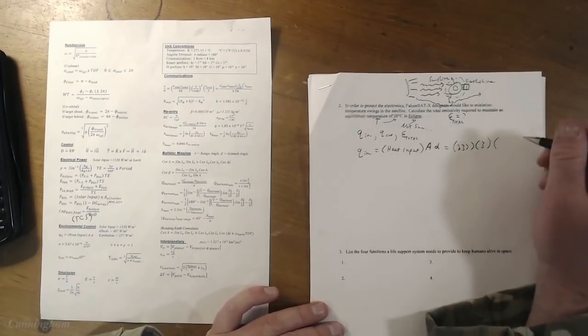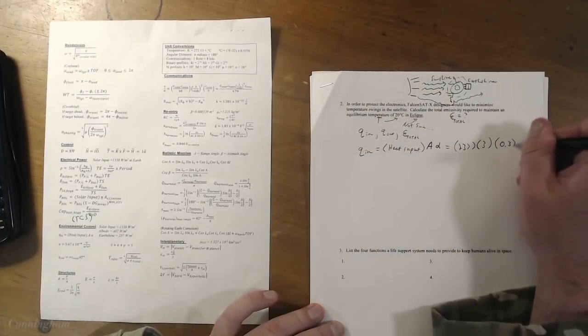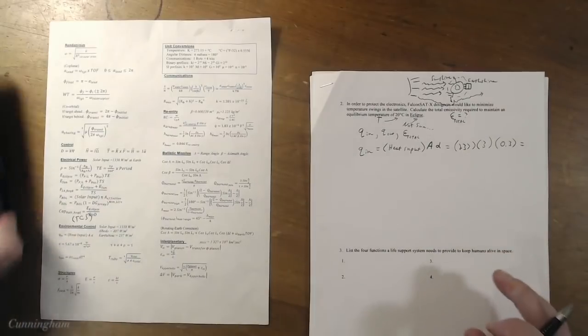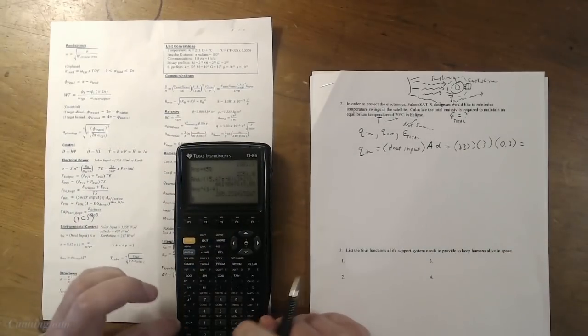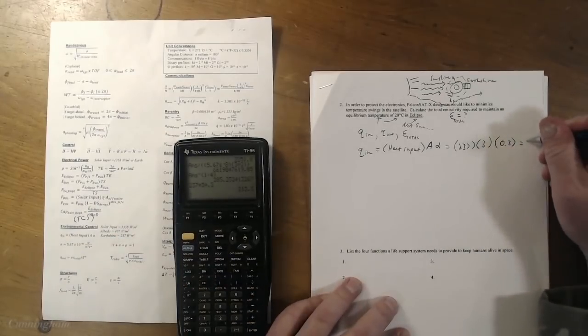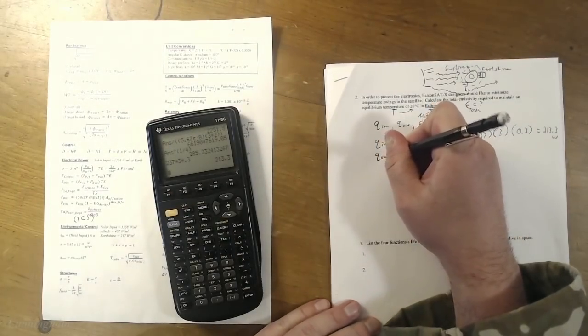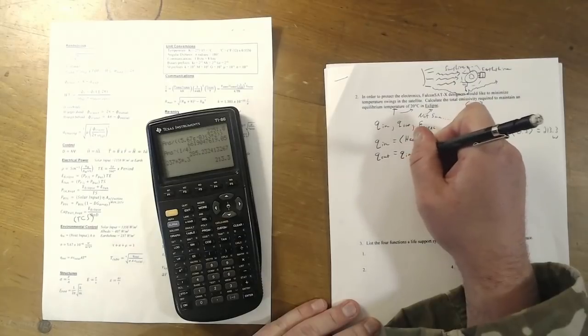Absorptivity from before, because this problem is talking about the same scenario, 0.3. Let's see here, 237 times 0.3. I get that to be 213.3 watts. Now we'll do our Q out as before. Q in is just a little bit lower.